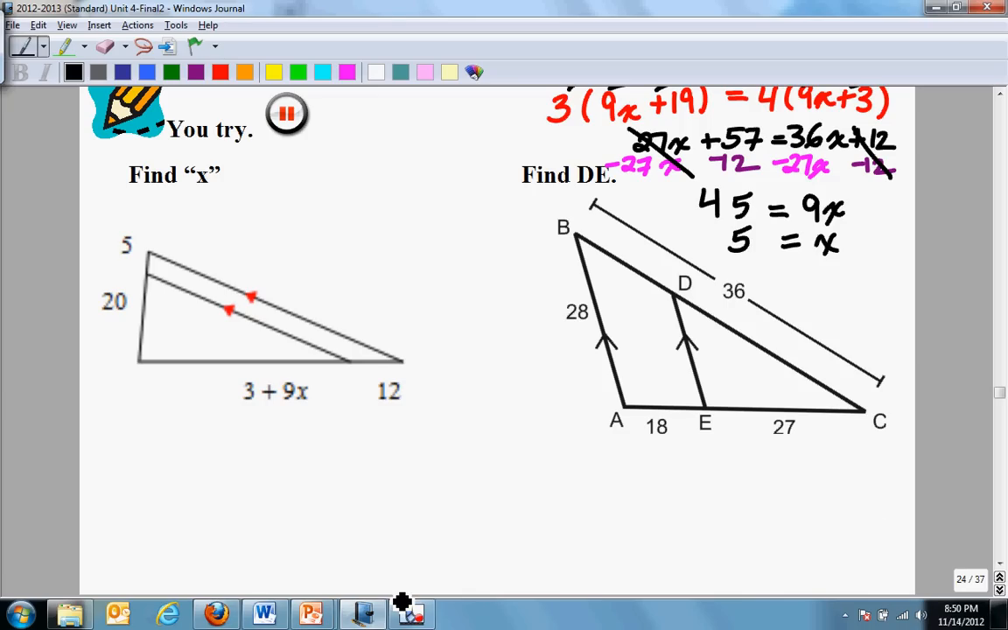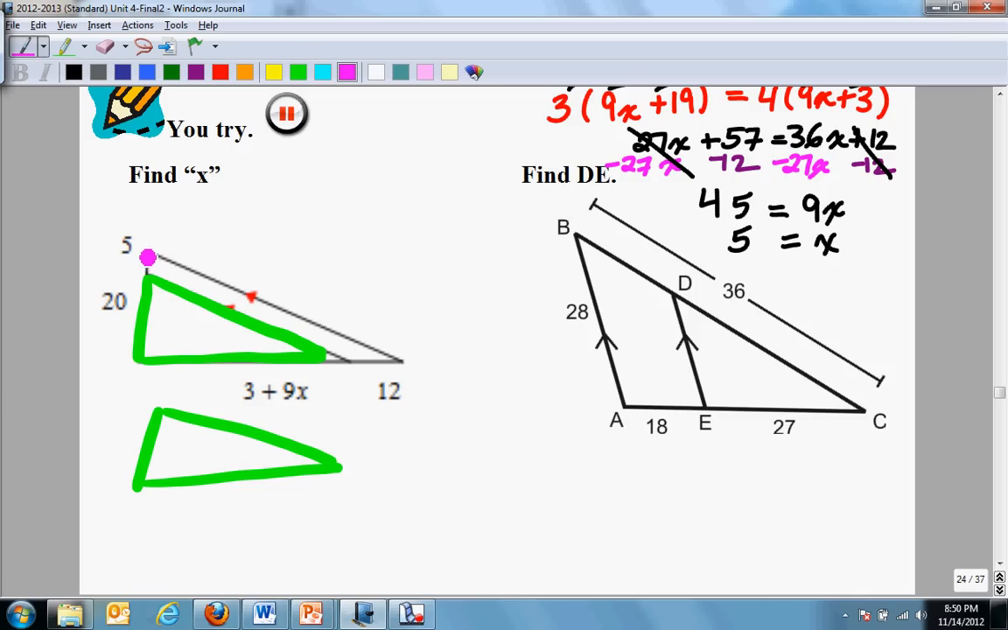Okay, let's see how you did here. So step one, we want to pull these triangles apart. So here we pull this one apart. And then we have this outer one here.